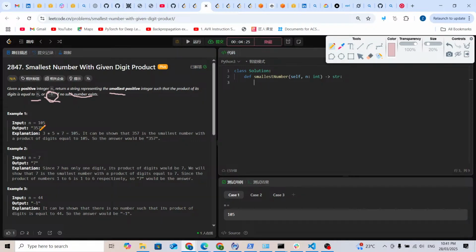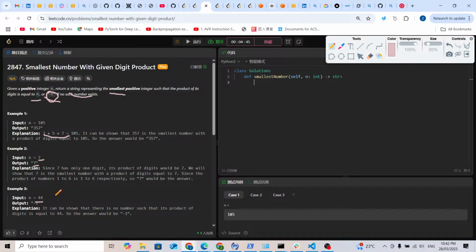105. So we have 3, 5, and 7 because 3 times 5 is 15 times 7 it is 105. It is just those three numbers, and 3, 5, 7 is going to be the smallest number. And for the second example, because there's only one digit, 7, we're going to return a string of 7.